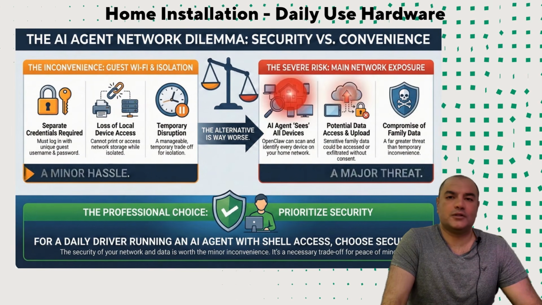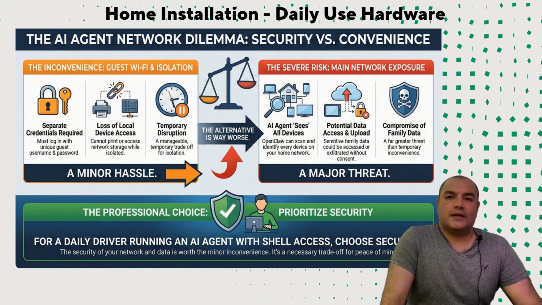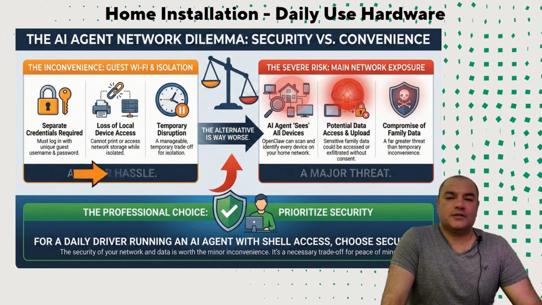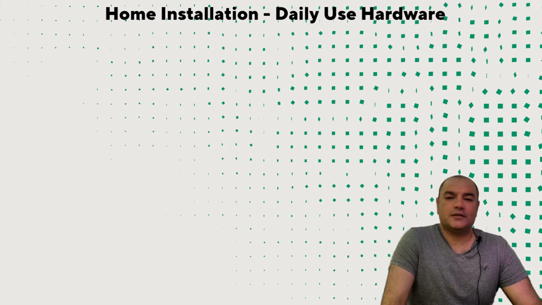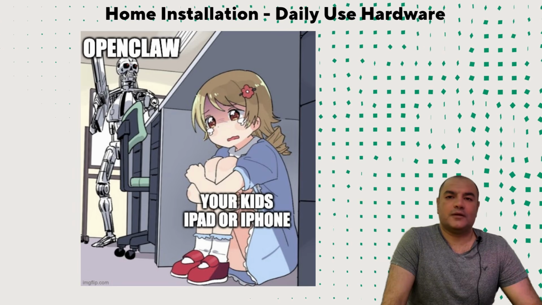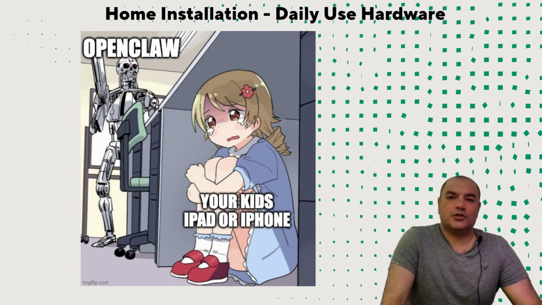But think about the alternative. OpenClaw finding your family's devices on the network and potentially accessing or uploading their data. That's way worse than temporarily not being able to print. It's a trade-off. Security versus convenience. For a daily driver running an AI agent with shell access, I'd choose security.